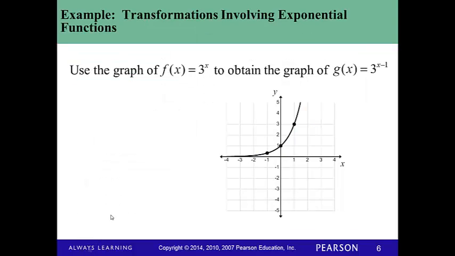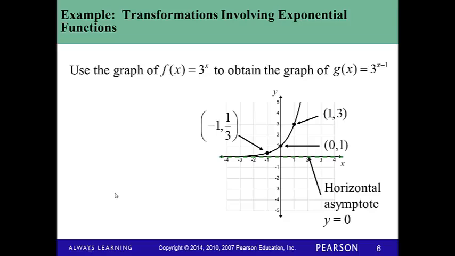Alright, so now let's use the graph of f of x equals 3 to the x power to obtain the graph of g of x equals 3 to the x minus 1 power. Okay, so the best thing you should do is pick out at least 3 points, and then perform transformations on those points.